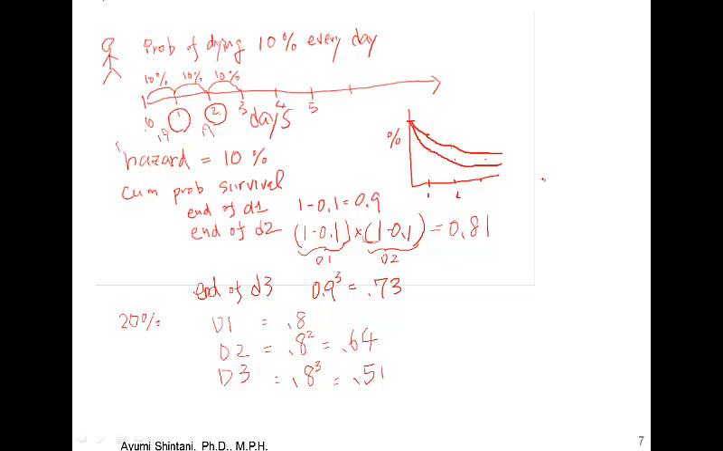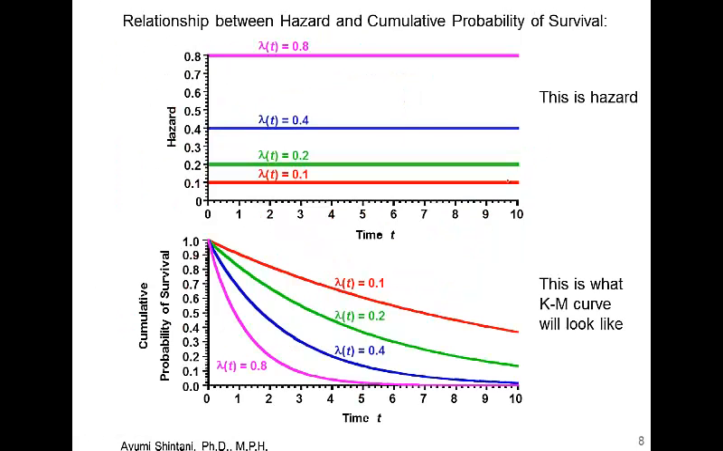Okay, and so hazard is constant in this case. This graph is when the daily hazard of dying is 10%, and this graph is when the daily hazard of dying is 20%. And what we have on the Kaplan-Meier graph is a cumulative probability of survival. Let's look at the next slide.